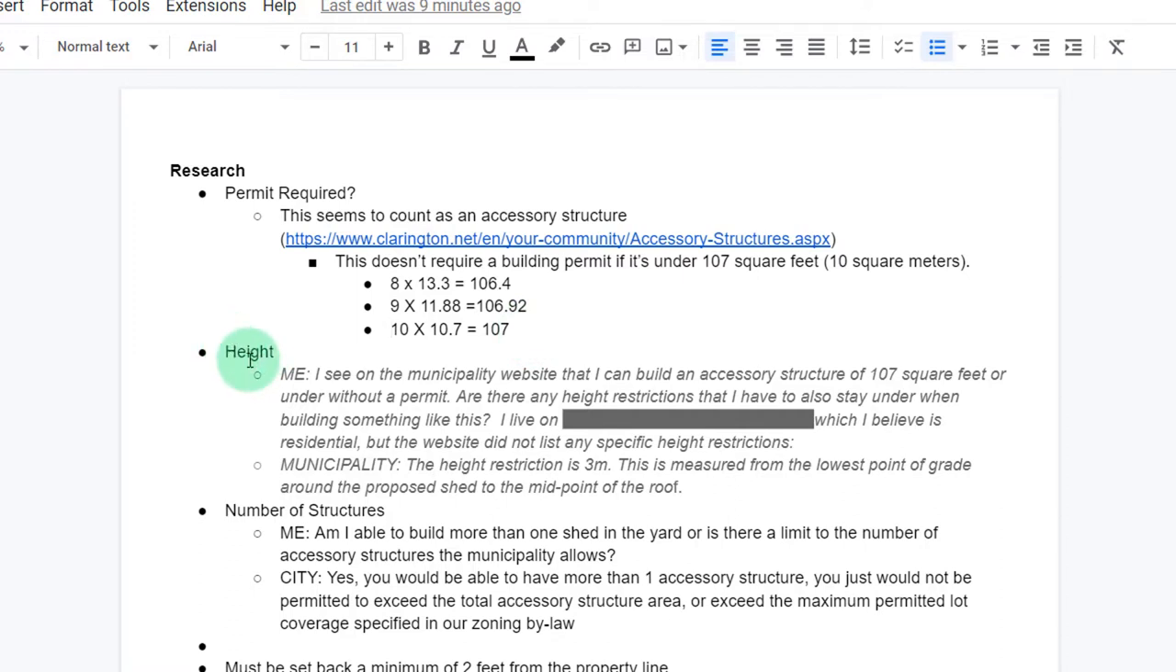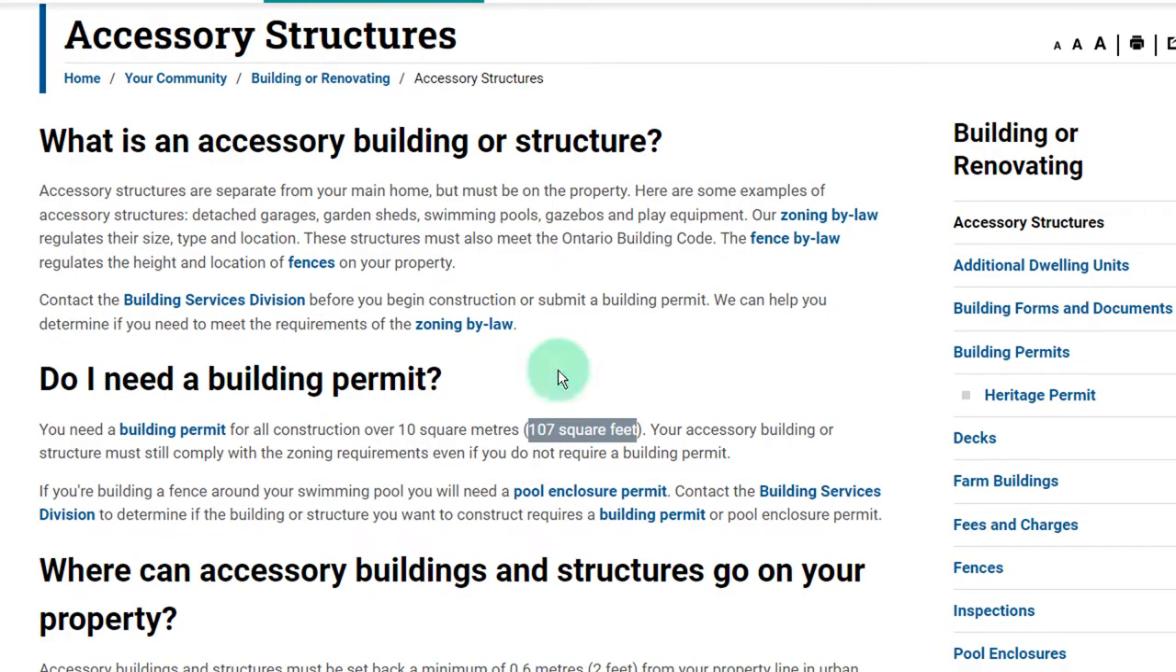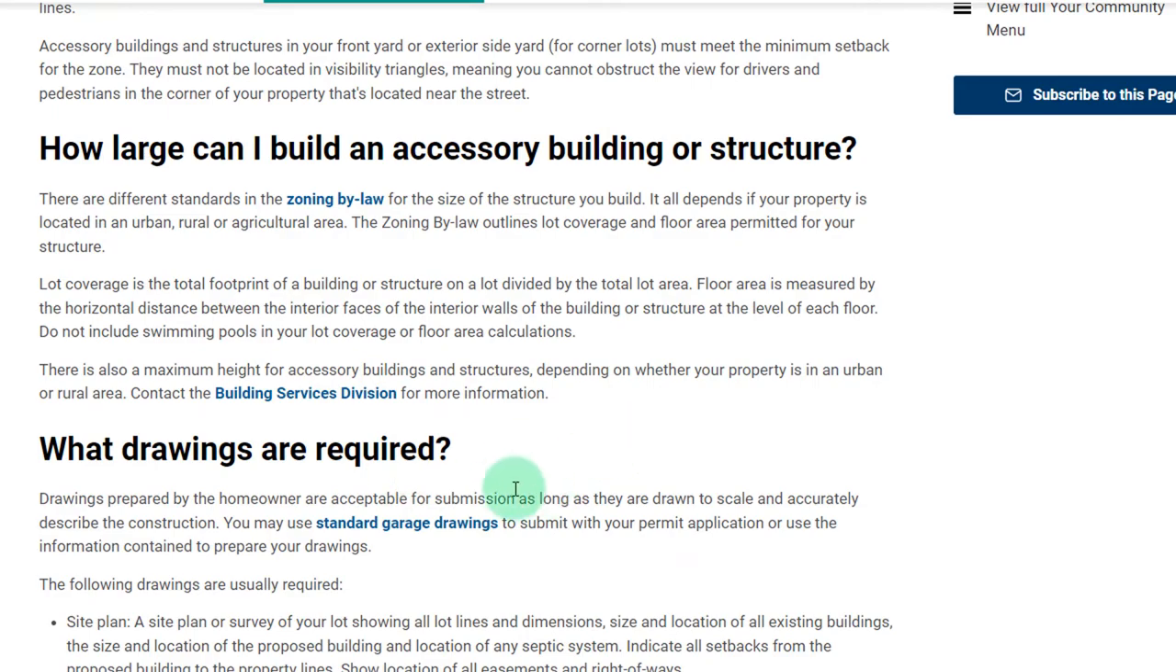The other major question that I had was, so we're good on the permit, I believe, on the height issue. I couldn't find anything on the website. They talk about 107 square feet, and I looked up and down, and I couldn't find anything regarding height.